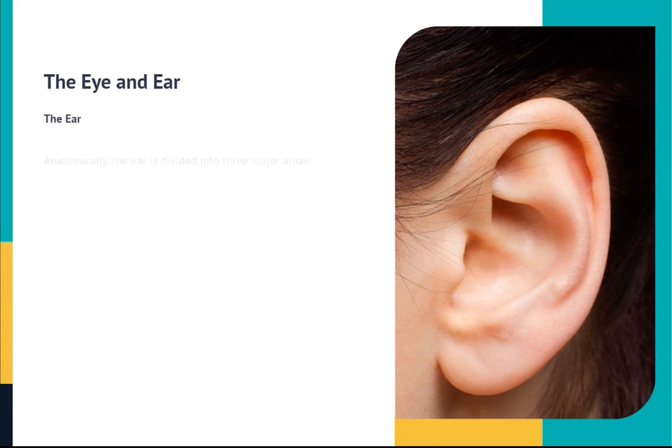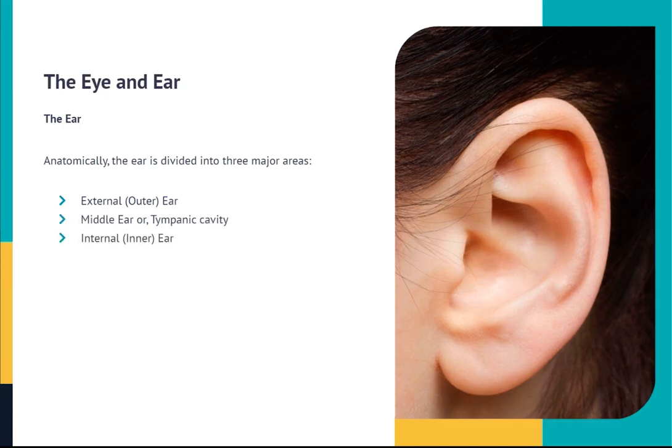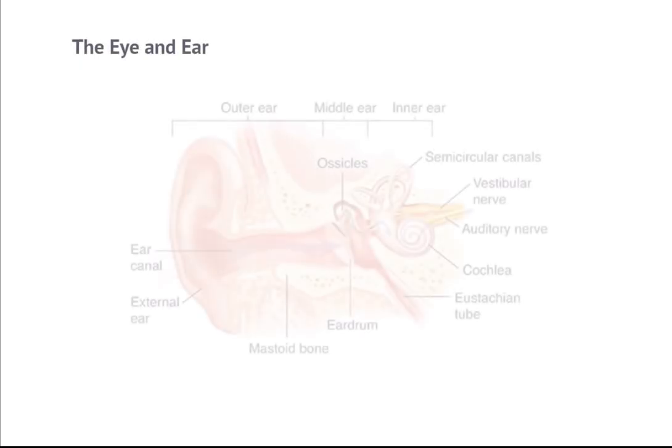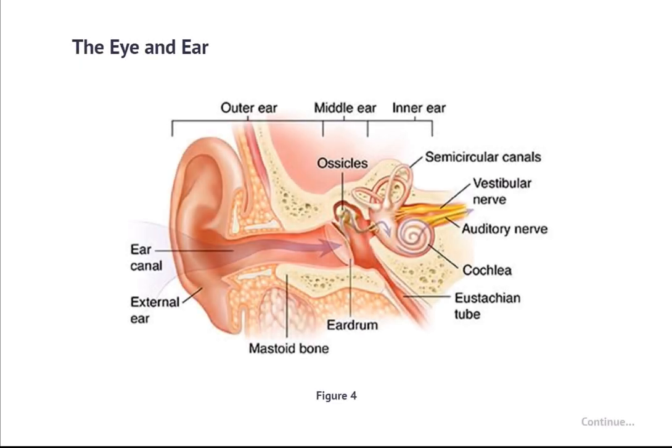The ear. Anatomically, the ear is divided into three major areas: external, or outer ear; middle ear, or tympanic cavity; internal, or inner ear. Figure 4.